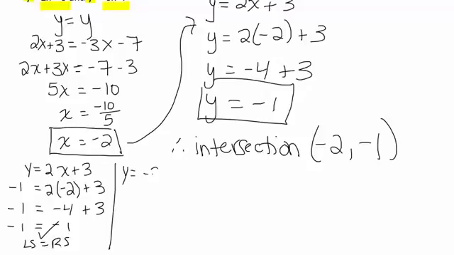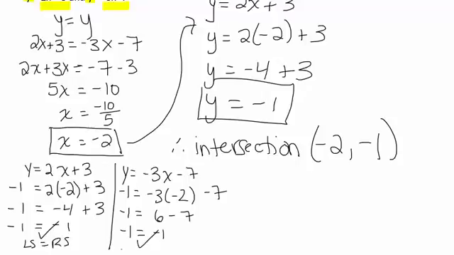So the second line is negative 3x minus 7. Plug in negative 1 for y and negative 2 in for x. And again, the right side and left side are equal. Therefore, that is the intersection point of those two lines. So again, that is the way of solving for the intersection point algebraically.